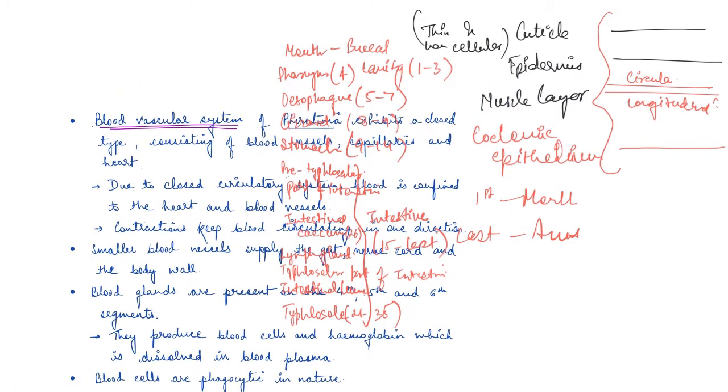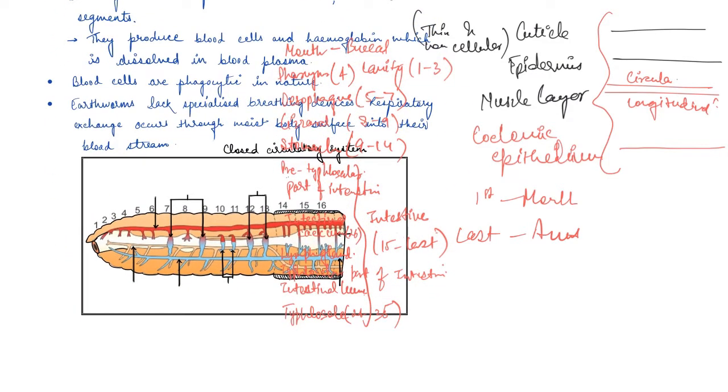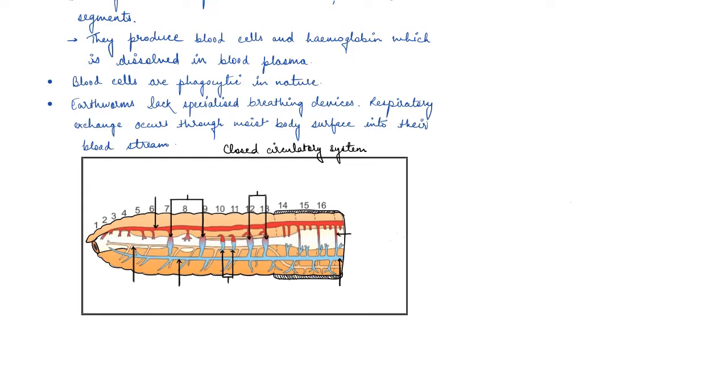If we talk about the blood vascular system, I'll clear the screen so that you can see it clearly. This is the blood vascular system. The blood vascular system is closed, which is the first point. Because of the closed blood vascular system, blood is confined to the heart and blood vessels, and contractions keep blood circulating in one direction. This closed vascular system consists of blood vessels, capillaries, and the heart, right?